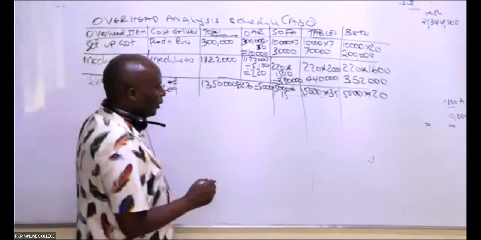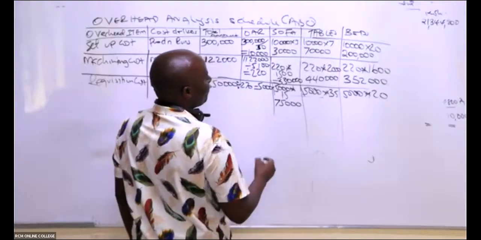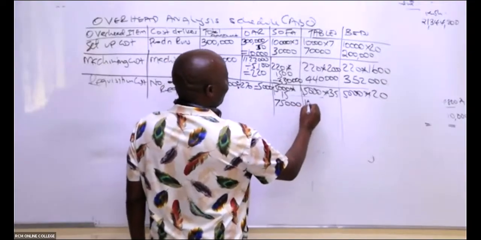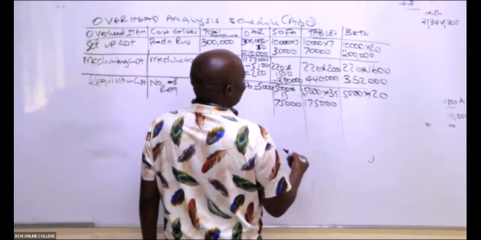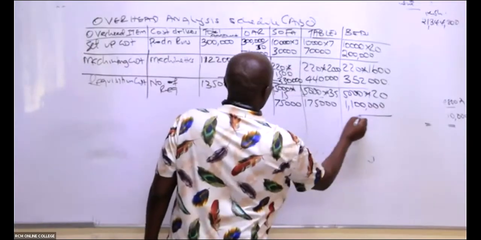The first one I'm being told is 75,000. 175,000. Lastly, 100,000. Total one million, right? Thank you so much.